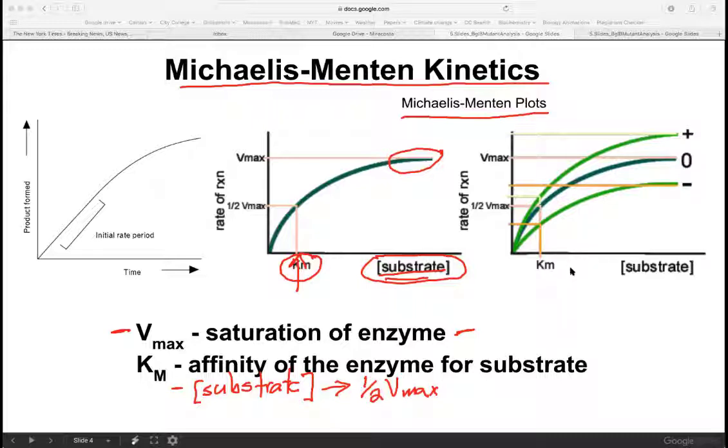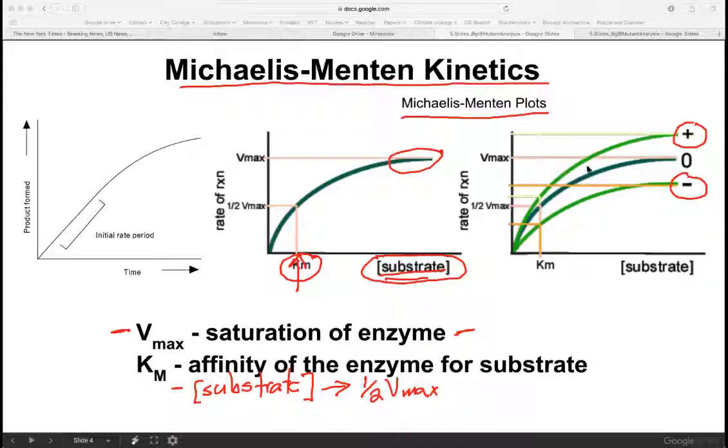Now let's look at this graph over here, which is also a Michaelis-Menten plot. It's actually 3 Michaelis-Menten plots put on top of one another. This 0 represents the original graph. Plus means we've added more enzyme, so we've increased the amount of enzyme. And minus means that we've decreased the amount of enzyme.